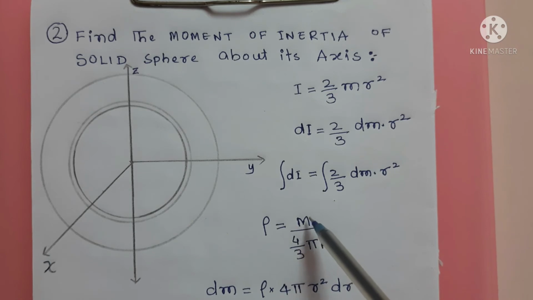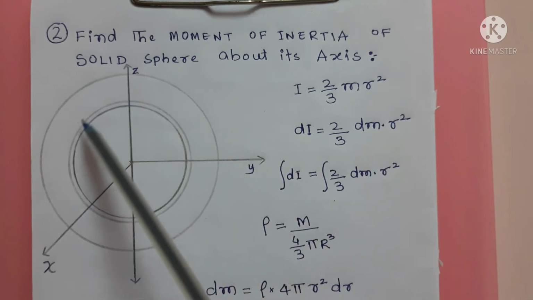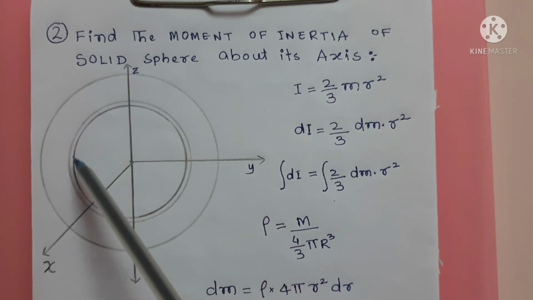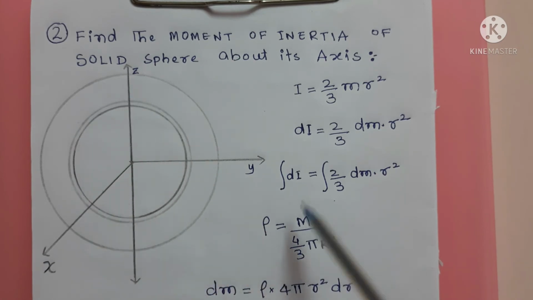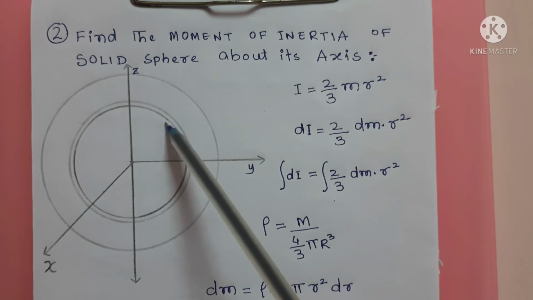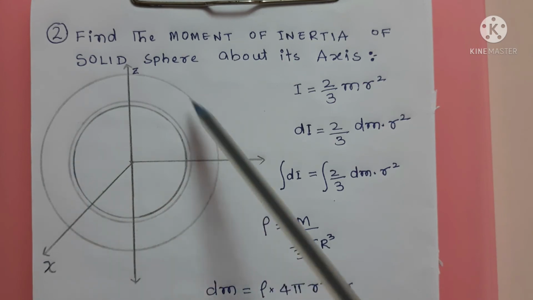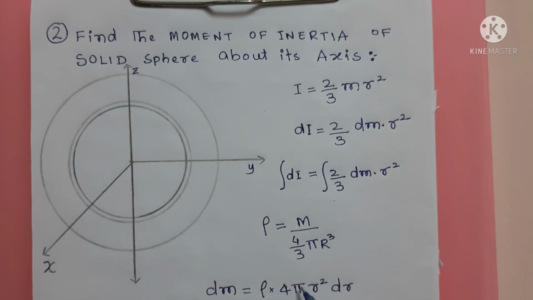Rho equal to mass per unit volume. The total mass of the solid sphere is capital M. Volume is 4 by 3 pi R cube. What we want is the mass within this spherical shell, that is dm. Dm equal to rho into the volume of this portion. Actually the surface area is 4 pi r square, and this thickness is dr. 4 pi r square into dr is the volume of this portion. So mass per unit volume into volume, mass only we will get, that is dm. Understood?